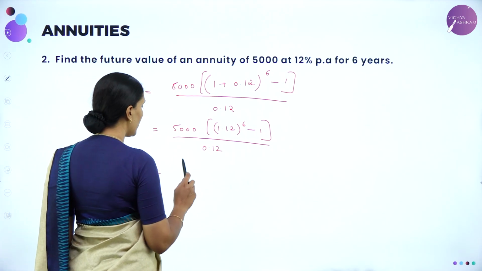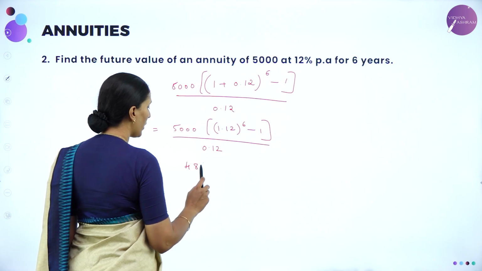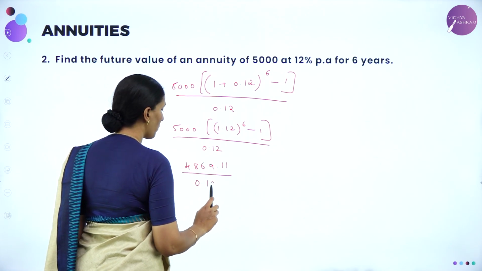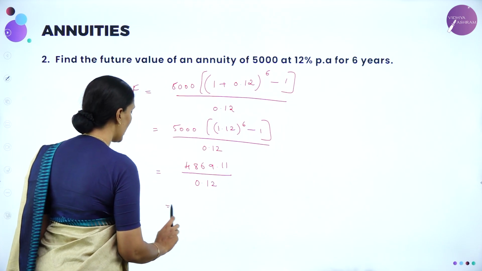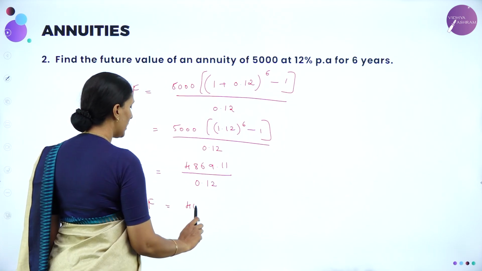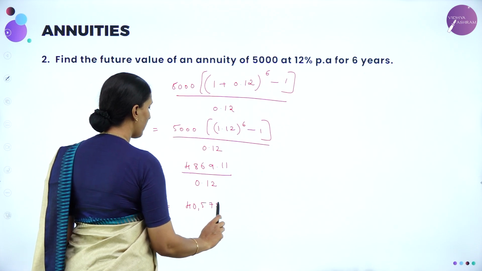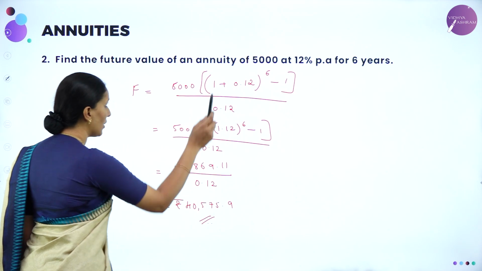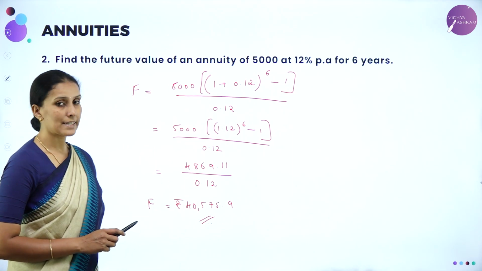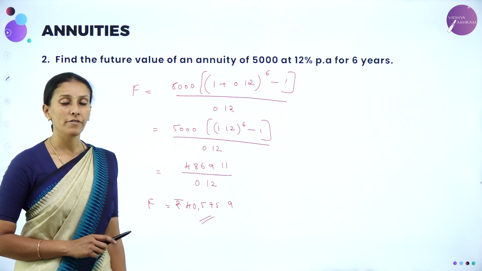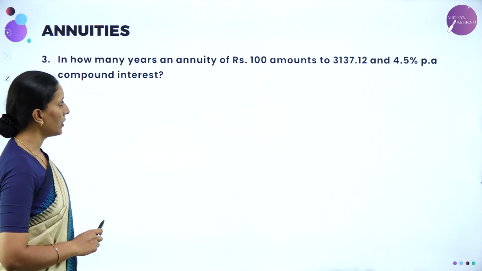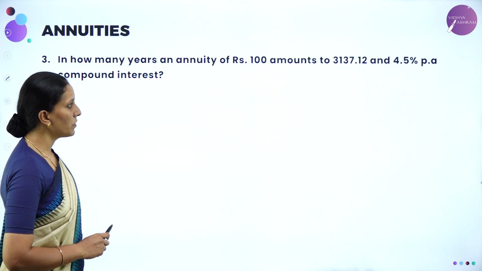So evaluating the numerator, we will get the value 4869.11 divided by 0.12. Dividing this, we'll get F is equal to 40,575.9 rupees. So this is the future value for the given annuity for 6 years at 12% rate of interest.